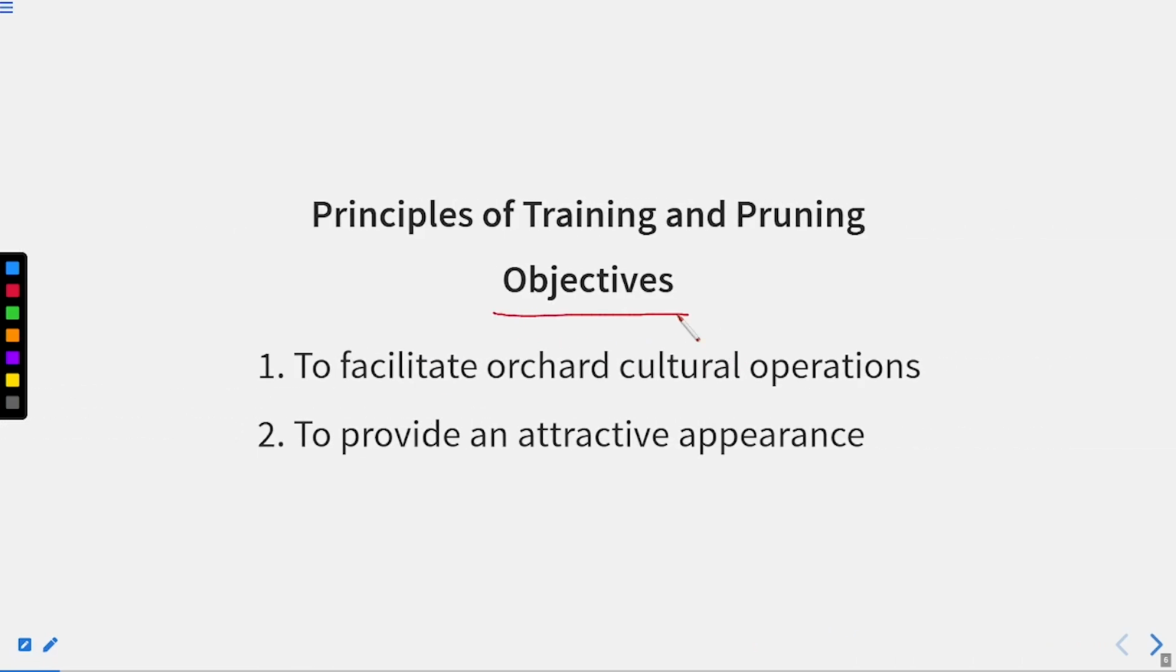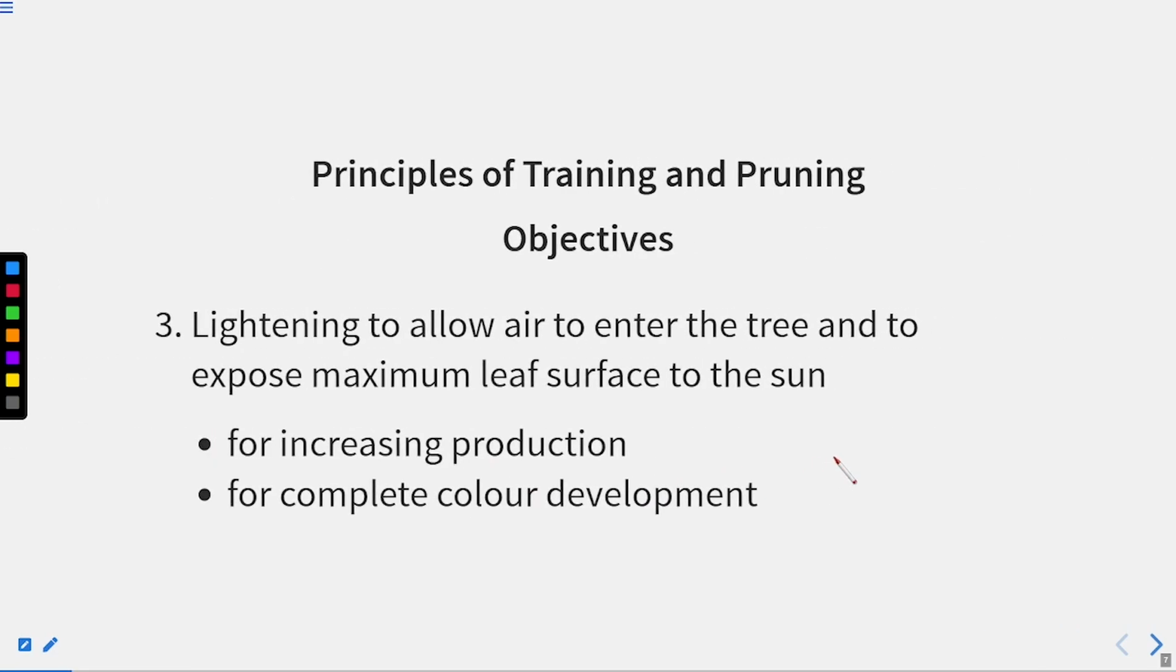Now, what are the objectives of training? Why are we doing this? To facilitate orchard cultural operations. There are some orchard cultural operations that we carry out with the help of this training, and to provide an attractive appearance. When the plants are properly trained, they are in good shape, they look good, and it also provides good growth to the plant, right? So this training is very important.